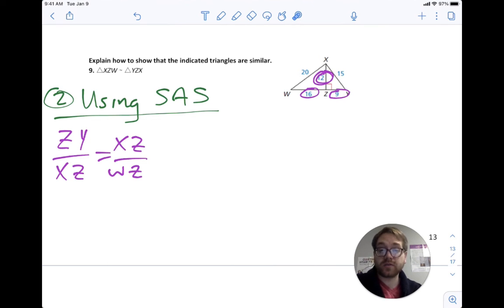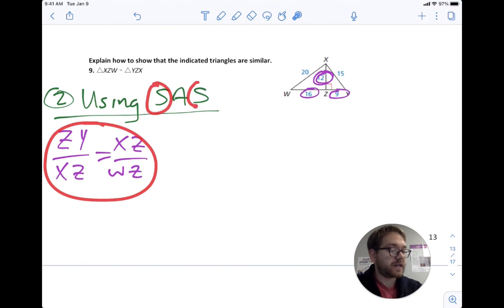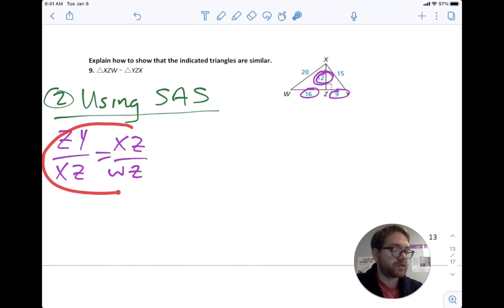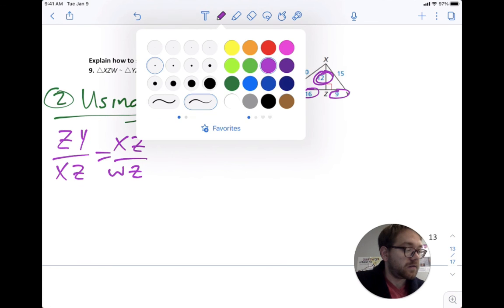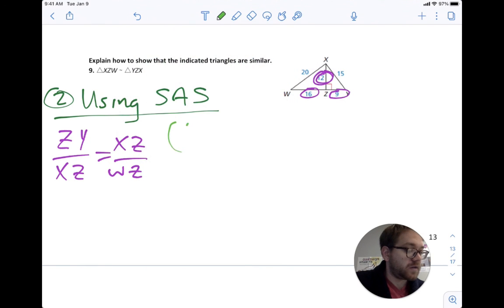And so those are proportional to each other, and they're including the angles that we know right here. These are the two sides. I need to show that they're proportional. Okay? And so those sides are proportional. We saw that from the work above, that they all have a ratio of 3/4. Right? That's how we know that they are proportional to each other.